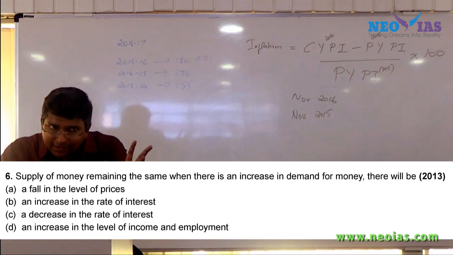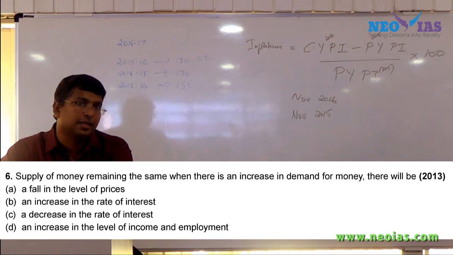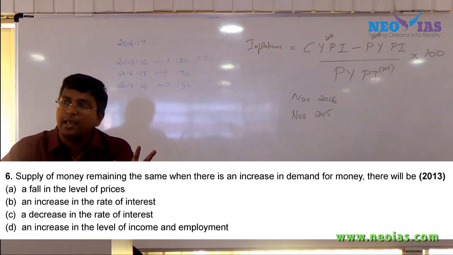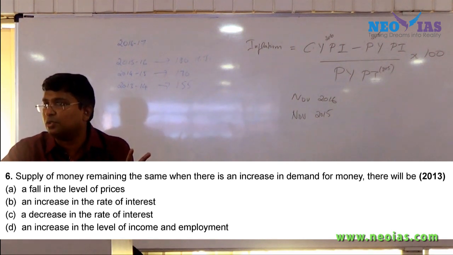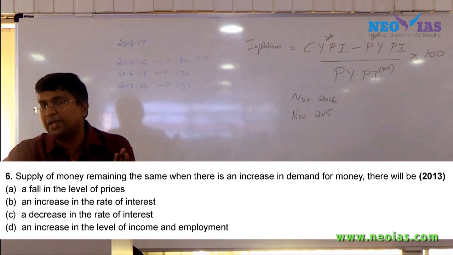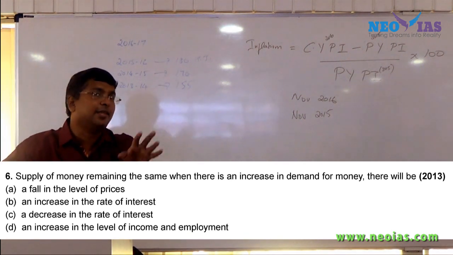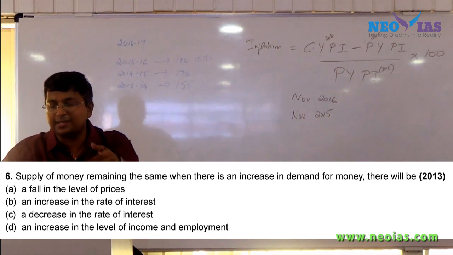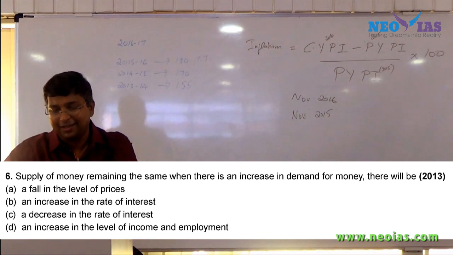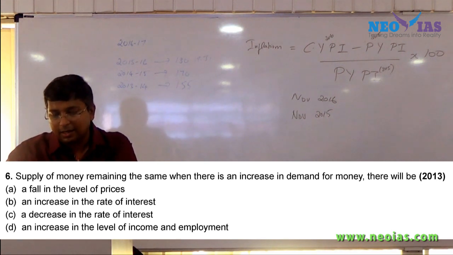This is how you have to answer, if you know the concept. See, money supply can influence the general price level also. It can influence the interest rate also. Now we are very clear, since the demand is more than supply, there is an increase. Now you see what is increase here? There are two increases given. One is interest rate, other is level of income and employment.